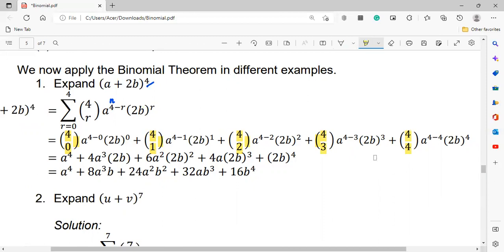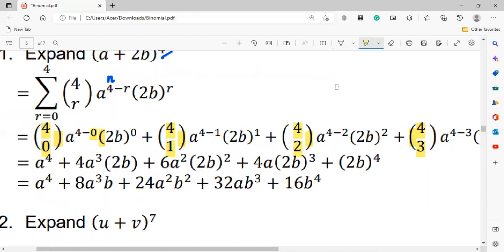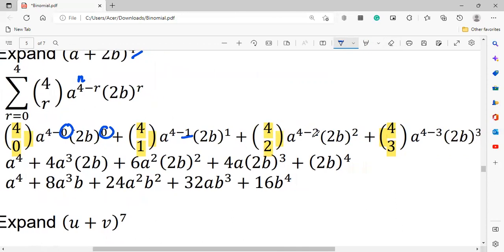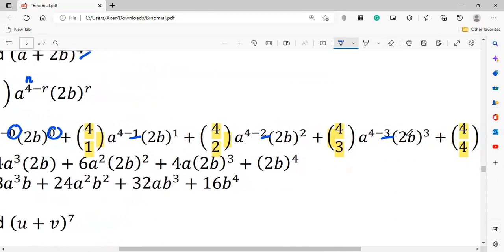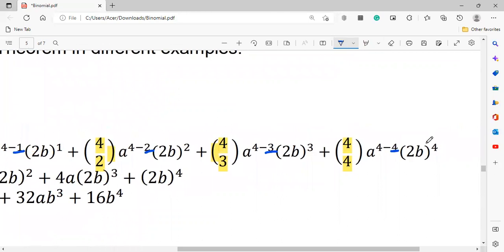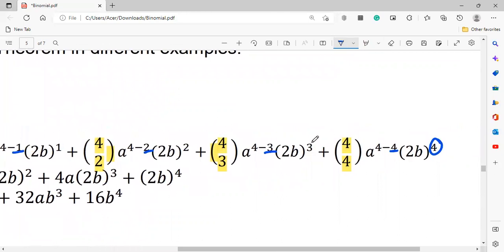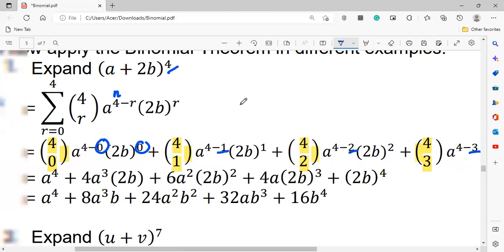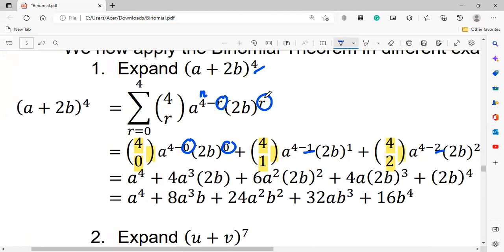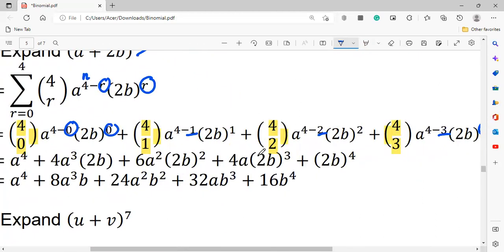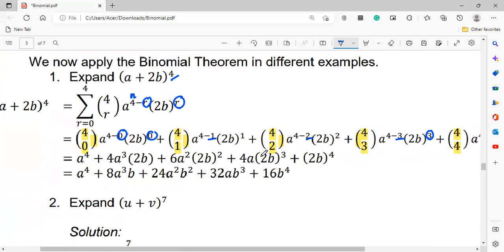Ang pangalawang gagawin, yung r, palitan mo ng 0. So here, naka-raise sa 0, 0, 0 din to. Minus 1 ka na. Minus 2, minus 3, minus 4. And you notice naggagayahan. Why? Because in the formula, r and r. And now, it's time for you to simplify.